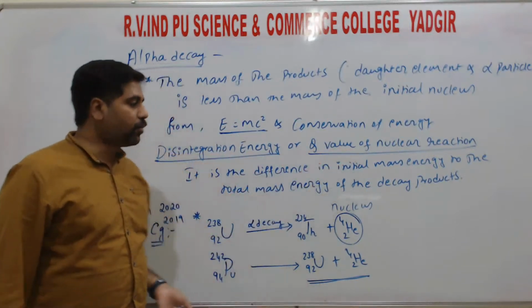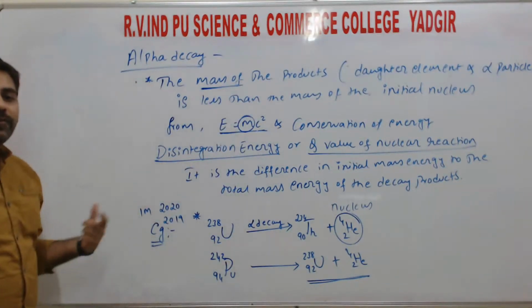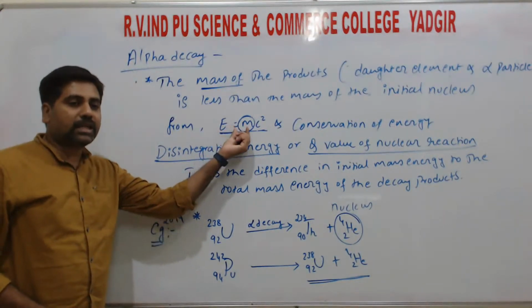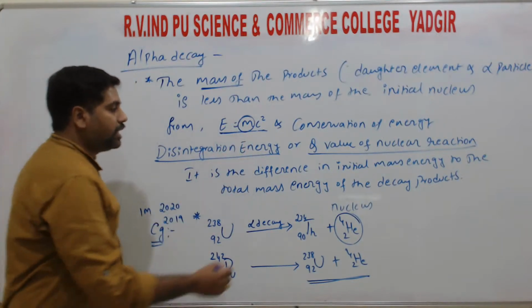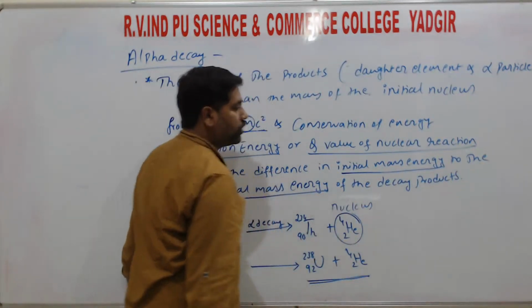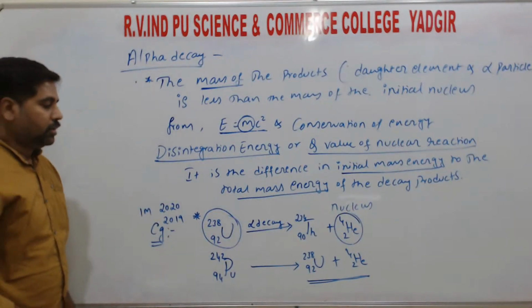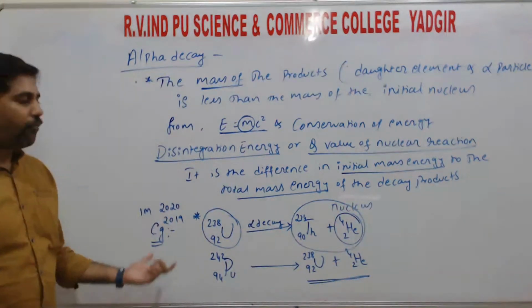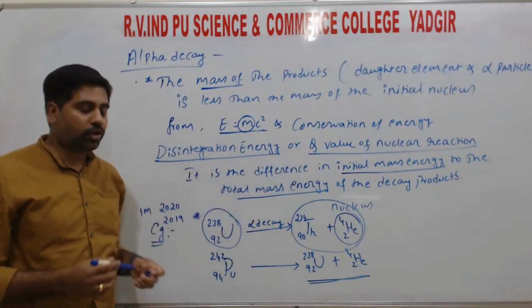the nuclear reaction. That means here we have a mass difference, right? If there is a mass difference then automatically we have an energy difference, because mass and energy are directly related, right? So that energy we call disintegration energy, that is the difference in the initial mass energy to the total mass energy of the decay products. That means the mass energy of the parent nuclei minus the mass energy of the decay products. That value is given by the disintegration energy, and it is denoted by Q, right?